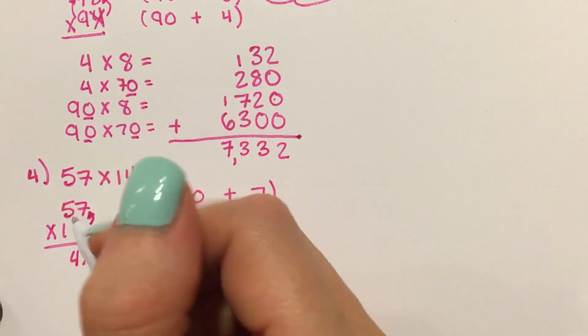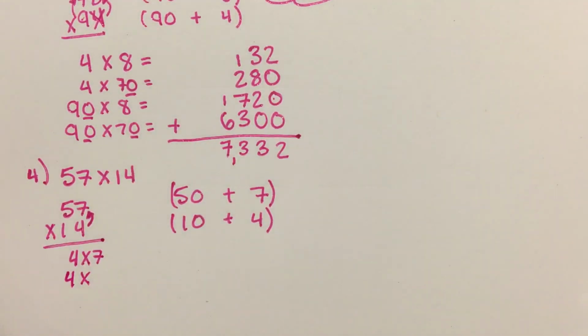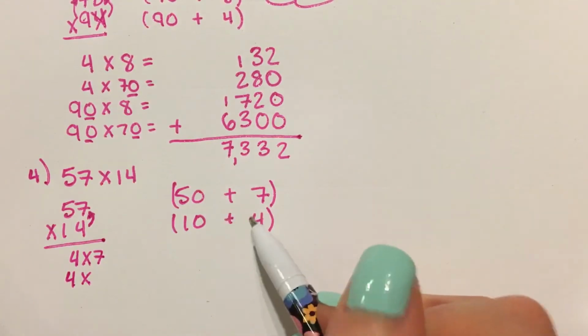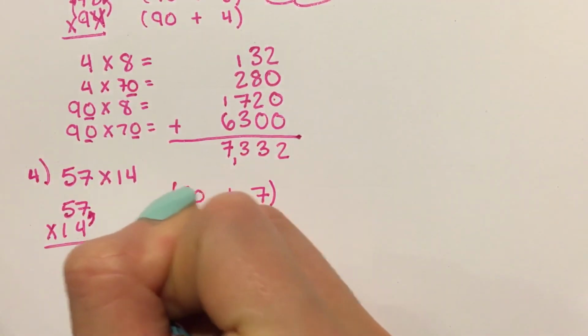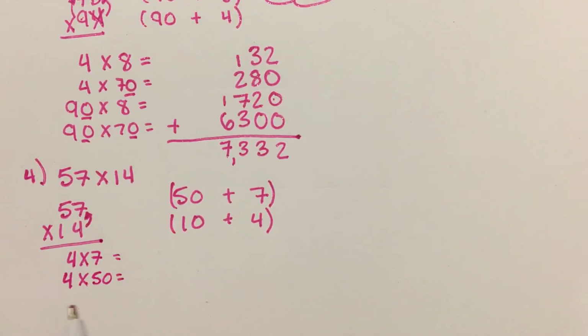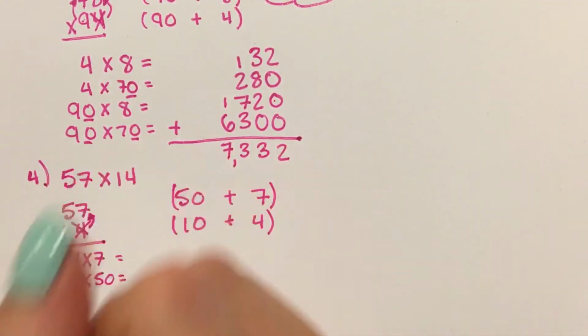4 times your tens. So what should it be? 4 times what? 50. Remember, you did your 4 times your 7. Now you're doing your 4 times your 50. Not 5, it's 50. If you put 5 down, that will give you the wrong answer. Now that you're done with your ones level, you can move on to your tens level.